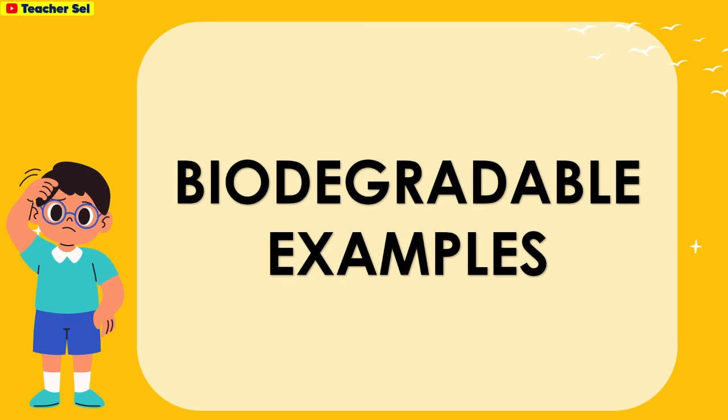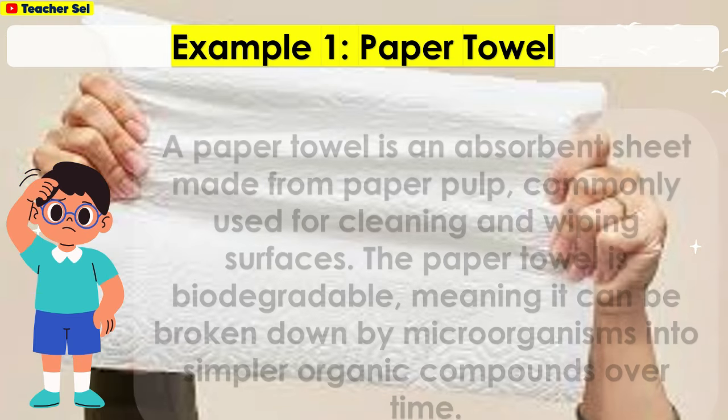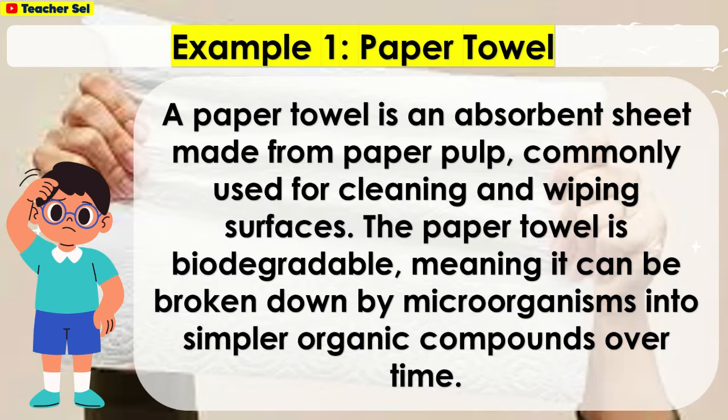Here are biodegradable examples. Paper towel. A paper towel is an absorbent sheet made from paper pulp, commonly used for cleaning and wiping surfaces. The paper towel is biodegradable, meaning it can be broken down by microorganisms into simpler organic compounds over time.